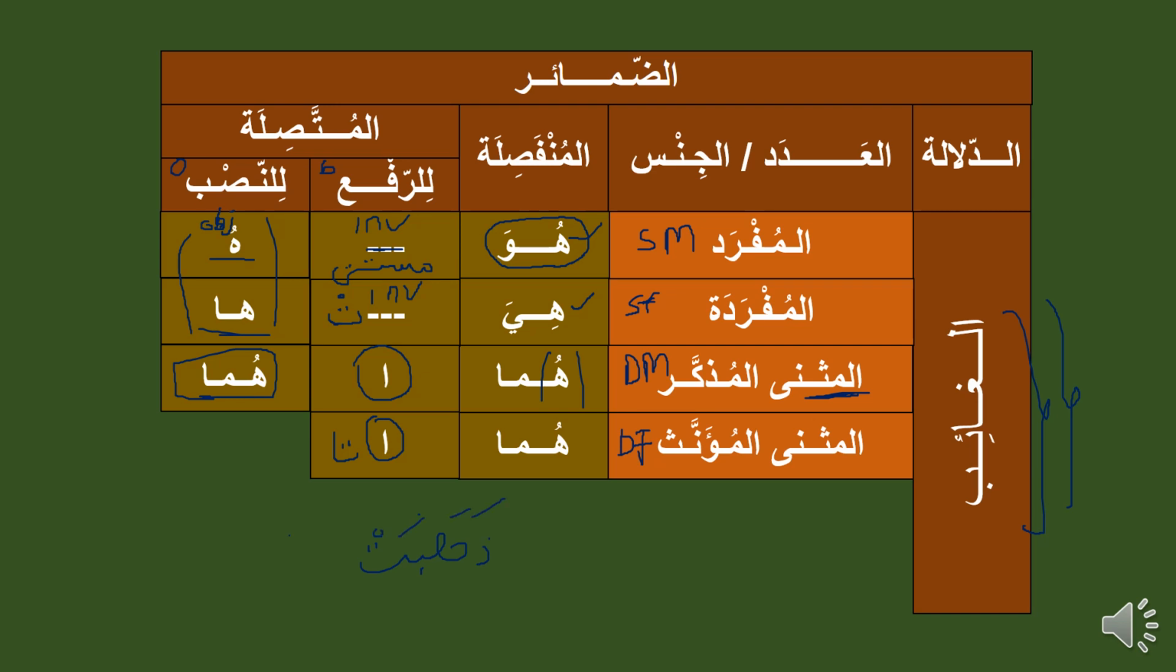Zahabat Zainab, Zainab went, right? But in the case of the dual, like Zainab and Aisha went, what is it going to be? Zahaba. The letter that has sukun before it is going to have a fatha, because you want to add alif to it.